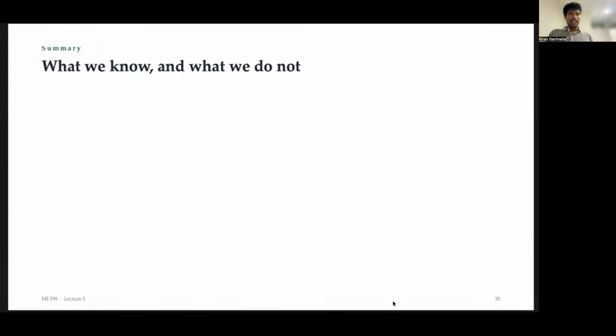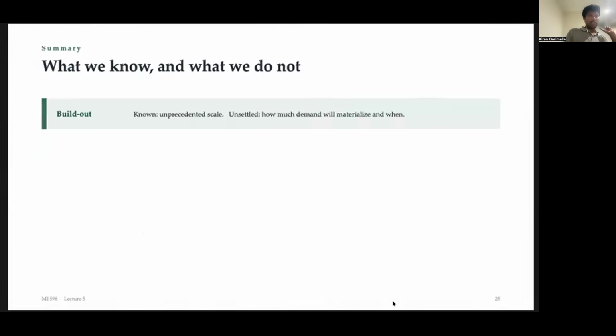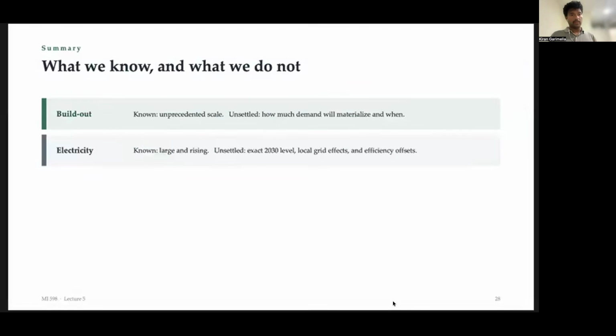Okay, the final slide: what we know and what we don't. This build-out is unprecedented. What we don't know is how much demand will materialize and when. In terms of electricity, we know there are huge increases in electricity use. What we don't know is to what extent this will be so in 2030, and what the effects will be on local grids and efficiency offsets. It will impact the modernization of the grid, but is it going to offset the huge increases in electricity use or not?